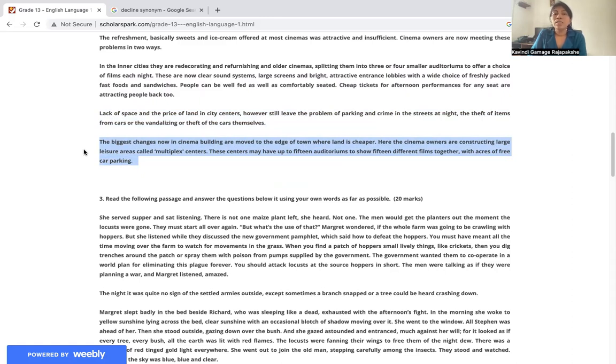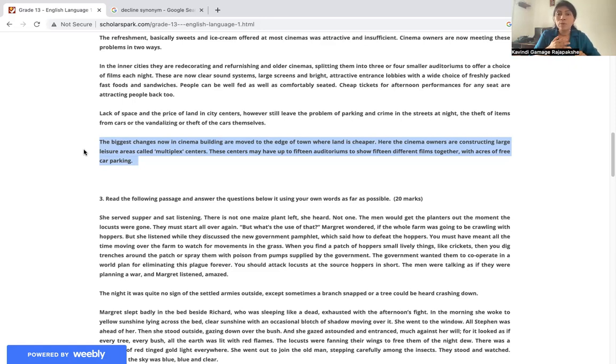as a solution, cinema owners found cheaper lands at the edge of the town, or you can say a little far away from the town, the cinema owners could find cheaper lands. Cinema owners are now constructing large leisure areas, as they could construct on cheaper lands, in order to avoid parking problems and street crimes.